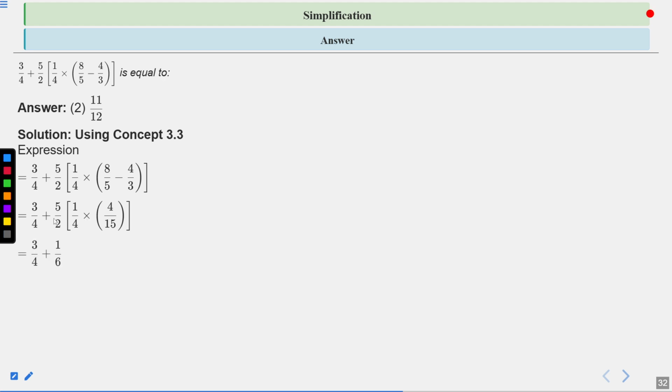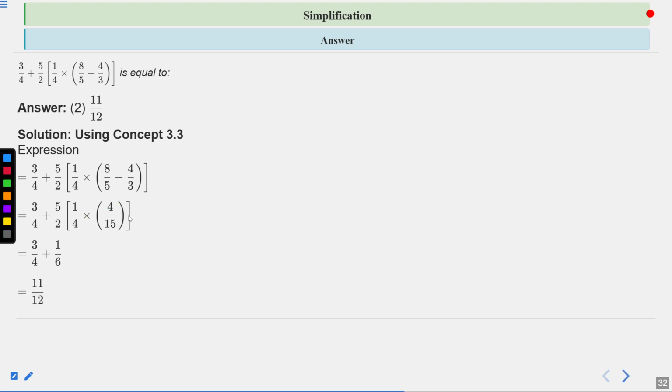So we get 3 by 4 plus 5 by 2. Now 4 and 4 will be cancelled out. And 5 divides 15 3 times. So 3 into 2 will become 6. So we can directly write it as 3 by 4 plus 1 by 6. Now we again take the LCM of 4 and 6, which is 12.